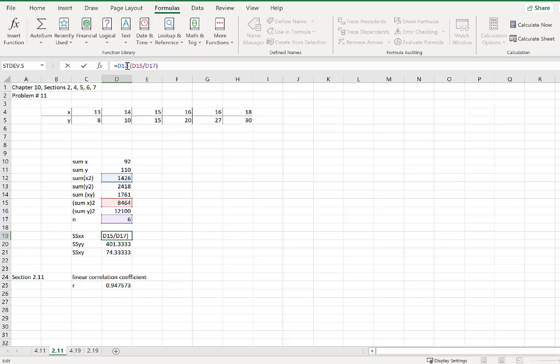So that's the sum of the x squared. It's squared first, then summed. Okay, that's what I've got there. Minus 1 over n, so n is d17. I've got over n there, and that's the second piece. So d15 is the sum of the x squared, which was that d15.